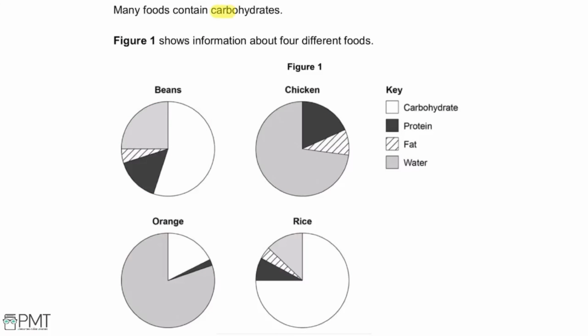Many foods contain carbohydrates. Figure 1 shows information about 4 different foods. So here's figure 1 just below, and we have pie charts with beans, chicken, orange and rice. And on the right hand side we have a key telling us what each of the colours or patterns mean.